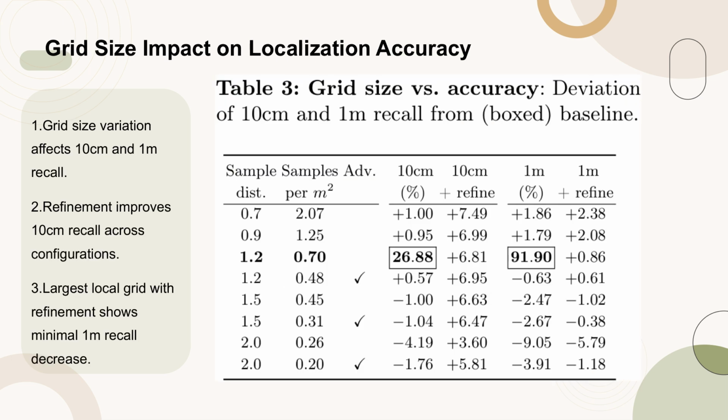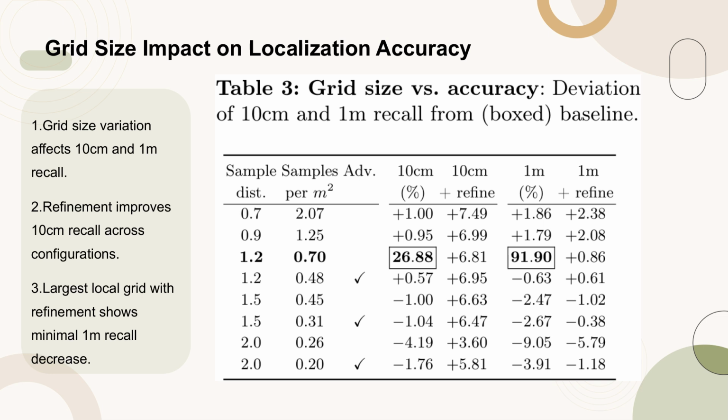Table 3 highlights the impact of different grid sizes on the accuracy of localization in terms of 10 cm and 1 m recall deviations from a baseline configuration. The data reveals that while increasing grid size can significantly reduce the number of samples per square meter, it also affects the localization accuracy. Notably, refinement processes are shown to notably enhance the 10 cm recall across various grid configurations.